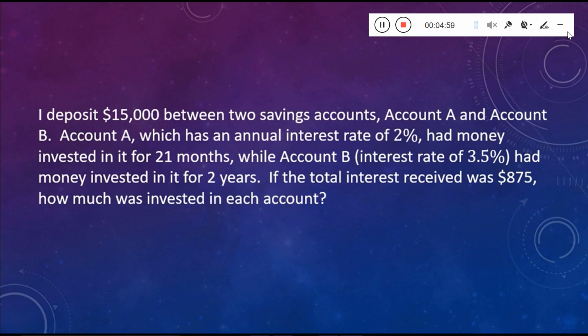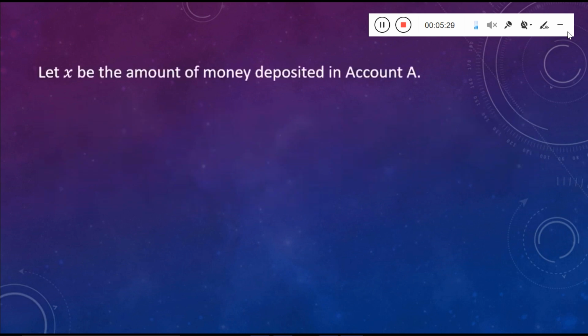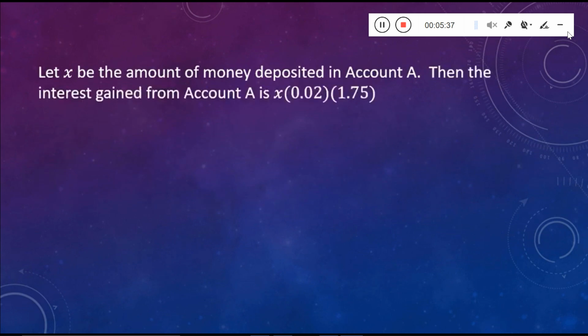So this may seem like a fairly complicated problem. Some of you may even be thinking that there's no way that we can do this with just a simple linear equation. But that's actually not true. We can do this just with a linear equation. We're going to use that P times R times T formula, but we're going to use that once for account A and once for account B, and we're going to add those up, and that needs to add up to our total amount of interest, which was $875.